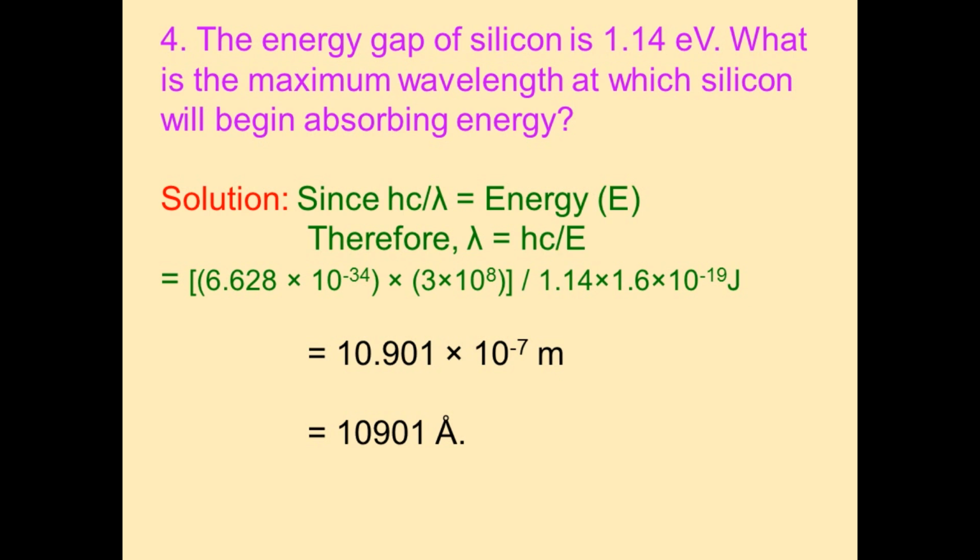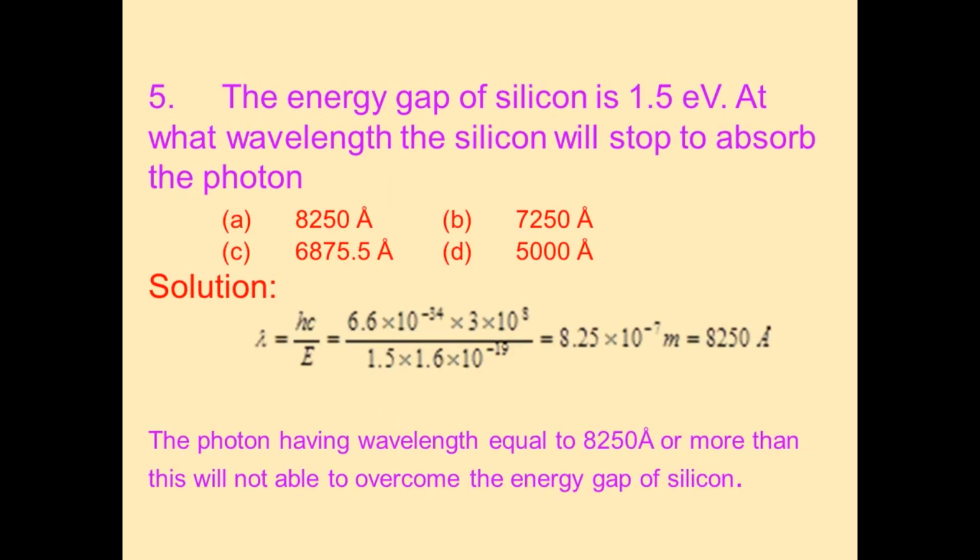The maximum wavelength obtained as 10,901 angstroms. The energy gap of silicon is 1.5 electron volt. At what wavelength the silicon will stop to absorb the photon? This is very nice problem. Fifth one, lambda equal to hc by E, and energy is given in electron volt.